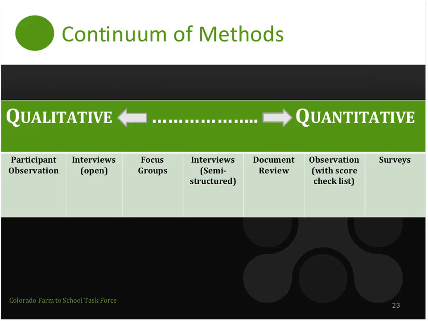Qualitative and quantitative methodological techniques fall along a continuum. Here we can see that a method called participant observation is on the far end of the qualitative methods, and surveys are on the far end of the quantitative methods. A variety of other methods fall between the two ends, including open-ended interviews.